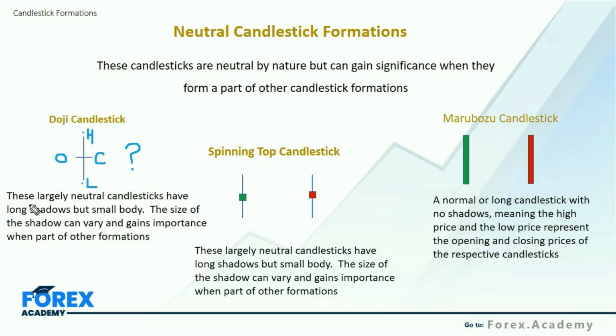So these largely neutral candlesticks have long shadows, but very small or non-existent bodies. The size of the shadow can vary greatly. We can have normal dojis and we can have long-legged doji candlesticks as well, and that just tends to give the impression of some considerable extended indecision in markets, depending on the size or the difference between the highs and the lows in markets like these. So the size of the shadows can vary quite dramatically, but they really do gain importance when they form part of other formations.